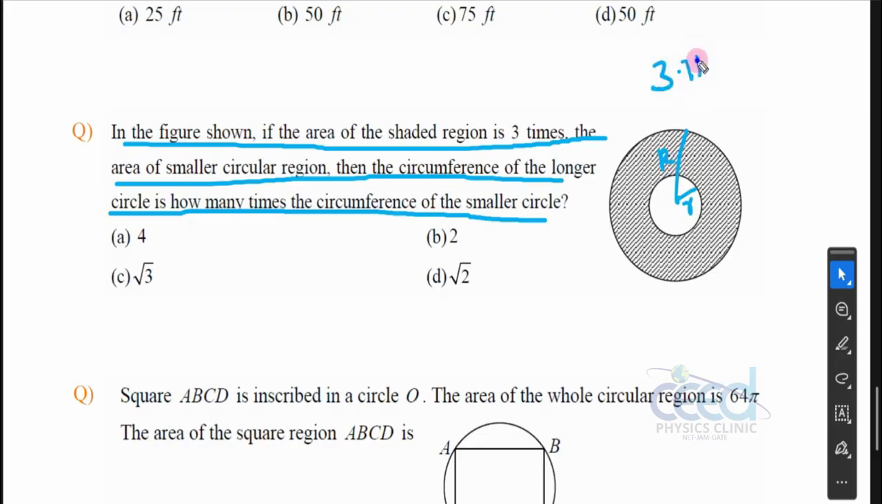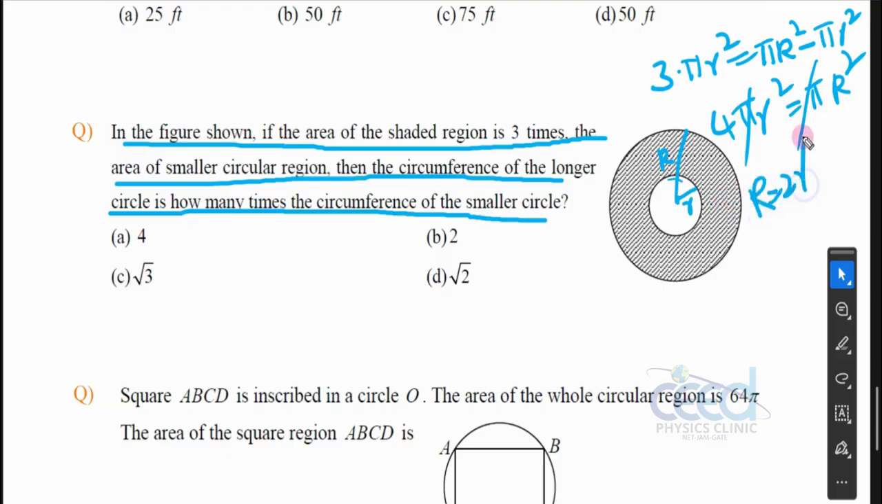3 times the area of the smaller circular region is equal to the shaded area, right. Shaded area means bigger circle area minus inner circle area, that is the shaded region area, right. Then what is the answer? Right. Now 4 pi r square, from this I can write as 4, this pi r square, take to this side. 4 pi r square is equal to pi R square. Pi cancels, then R is equal to 2r.